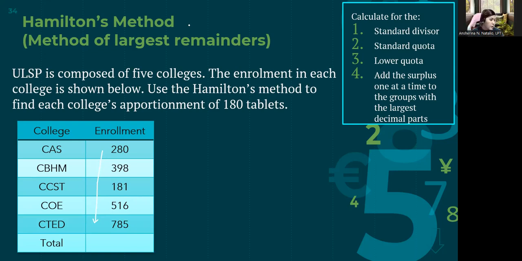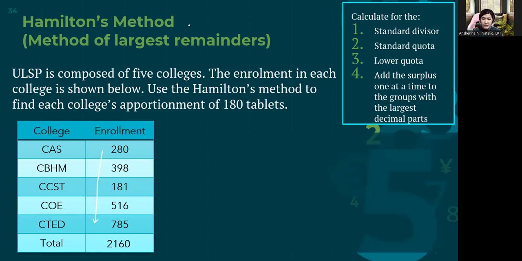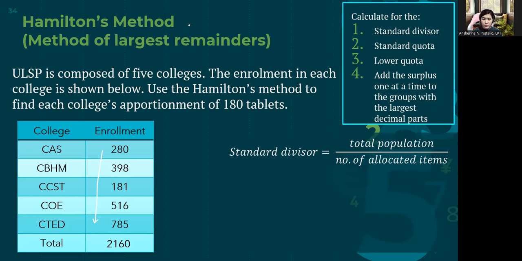Okay, again, we need the total population. Kailangan natin sa standard divisor formula. So the answer here is 2160. So ito yung formula natin, no? Number of allocated items, so 2160 divided by 180 tablets. Yung paano natin ipaghahati-hati yung 180 tablets dito sa 5 college na to.